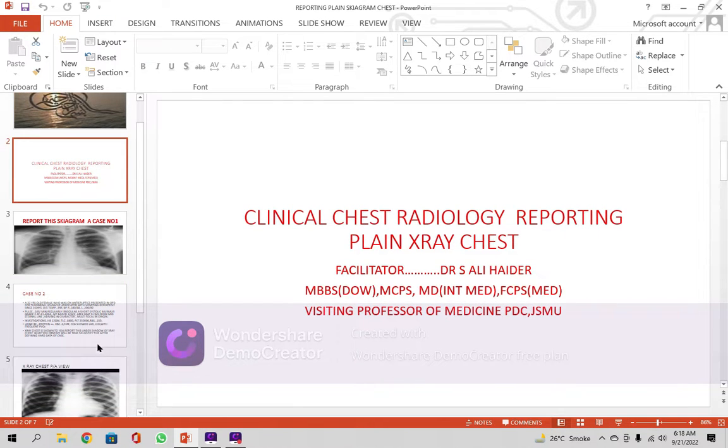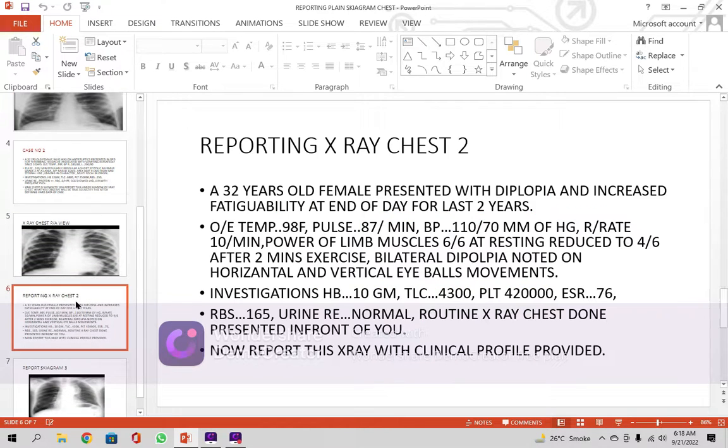So the next one is a case; number 1 was described previously. Now this is reporting X-ray 2. A 32-year-old female presented with diplopia and increased fatigability at the end of the day for the last 2 years. On examination, temperature is 98 degrees, pulse 87 per minute, BP was 110/70, and respiratory rate 10 per minute, which is reduced. Power of the limb muscles 6/6 at rest, reduced to 4/6 after 2 minutes of exercise.